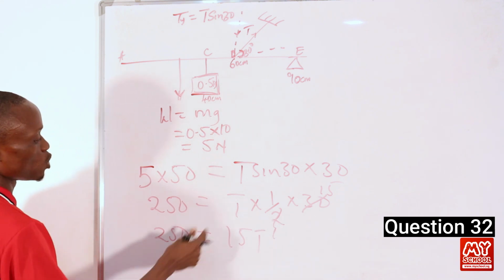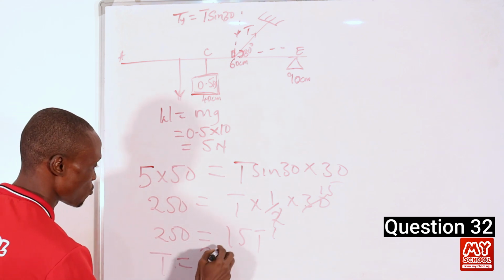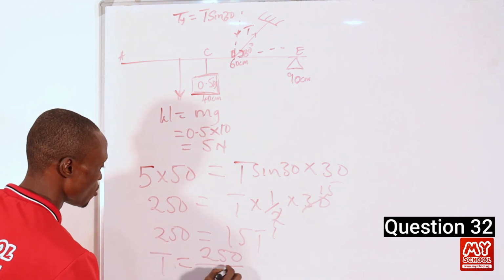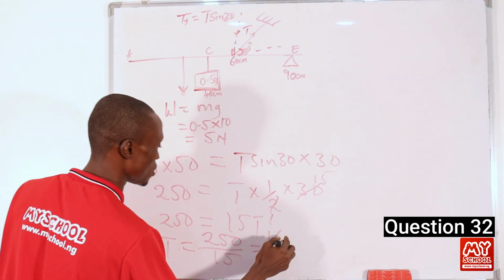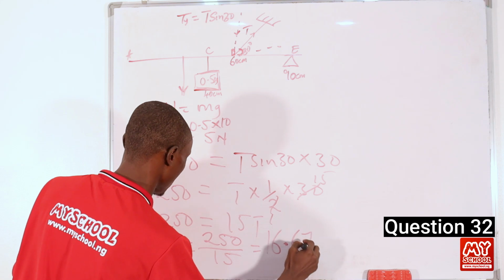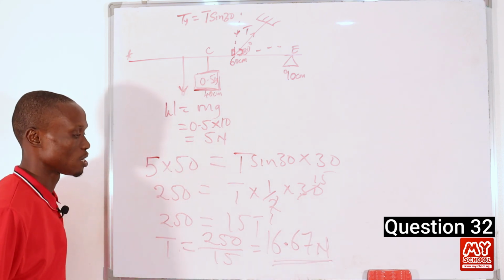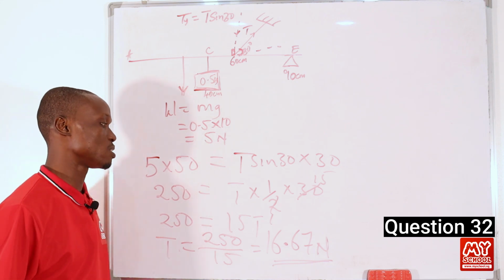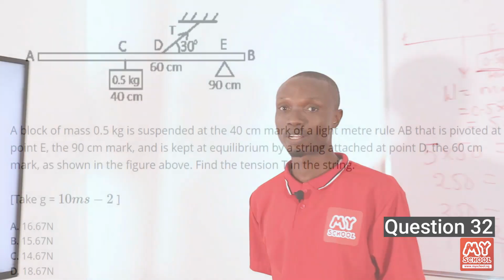To get the value of T, we just divide both sides by 15. So T is equal to 250 divided by 15. If we divide, this will be equal to 16.67 Newton. So the tension in the spring is equal to 16.67 Newton.